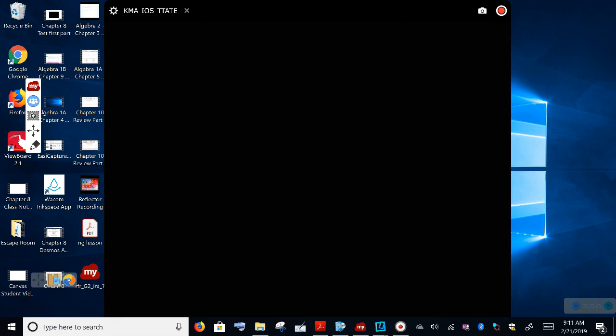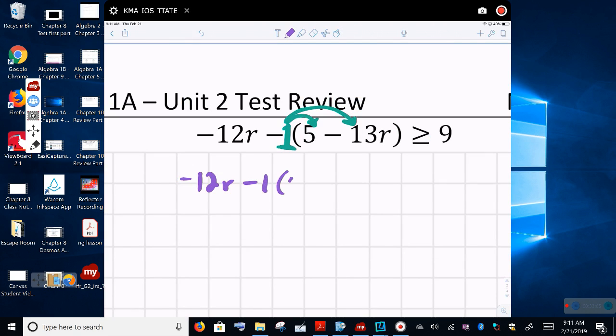-12r stays the same for now. I have a -1 times a +5, a -1 times a -13r, greater than or equal to 9. You may just already do -1 times 5 and put -5, or -1 times -13r and then put a +13r. But if you want this extra step, you can use it. I'll just put it that way. Hopefully I don't lose you on the steps here.